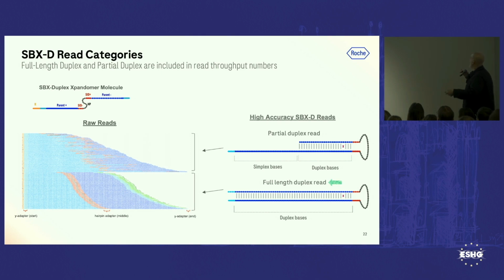And then below we see the full-length reads, which give you an idea of what those look like. On the bottom you can see the hairpin adapter sequence in the middle. So you get an idea of the length histogram that we typically see for expandomer lengths.